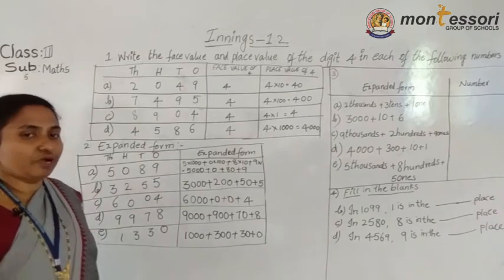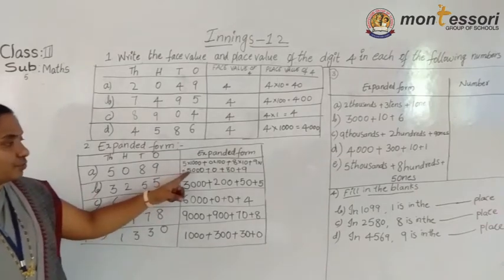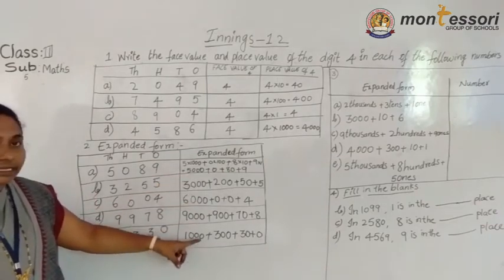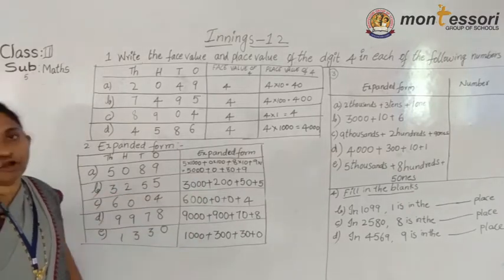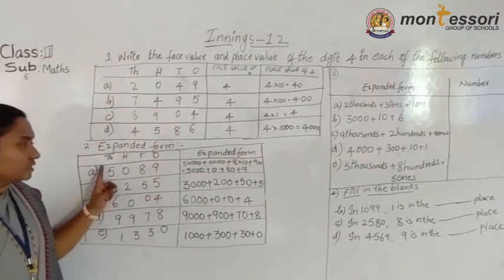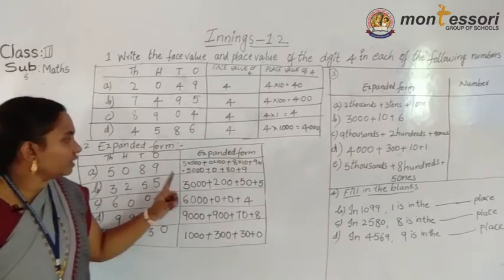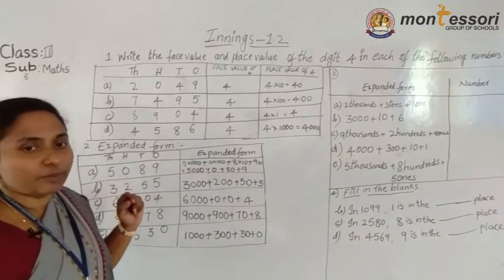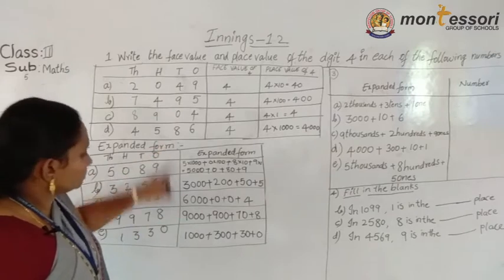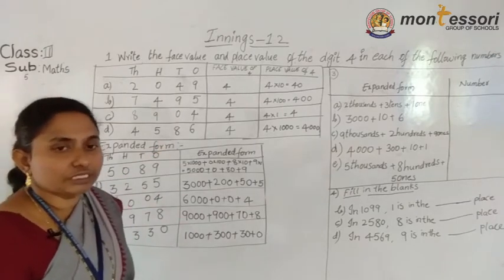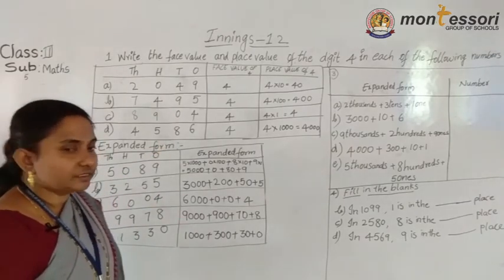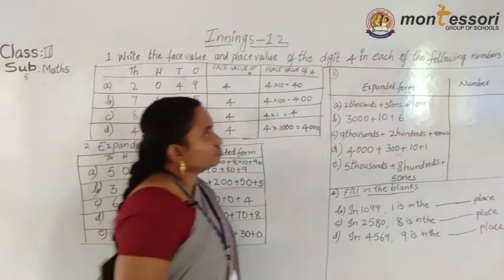So while writing expanded form you put zeros, and here we can write in order. Okay, understood? First, if 1000 is given, start with 1000 and end with the ones place. In your textbook they have given it starting with 1000, no? So that's why we are writing 1000. Now next one, expanded form to number.